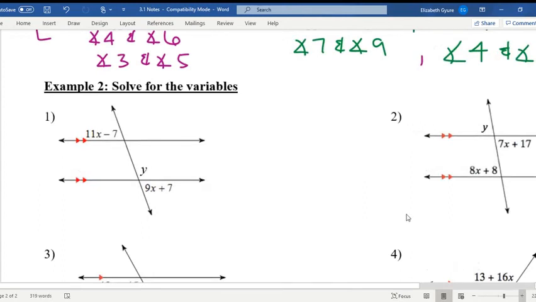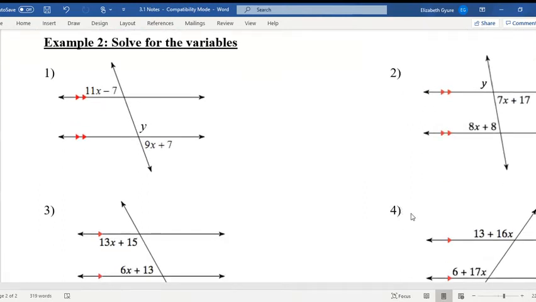So what we're going to do for these is we are going to first identify what angle relationship is happening. Do I have parallel lines or not? And then are they supplementary or are they congruent? Because that's going to tell us how to set up an equation. So first of all, do I have parallel lines in this picture? Absolutely, because we have the little arrows, right? So step one is complete.